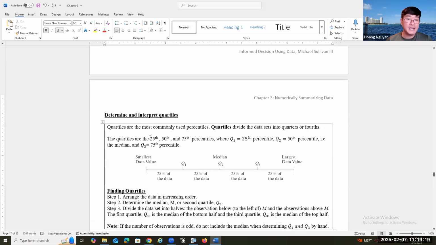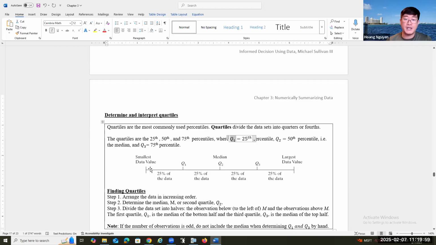So the quartiles are the 25th percentile, the 50th percentile, and the 75th percentile. That gives us the first quarter, the second quarter, the third quarter, and the fourth quarter. The first quartile is denoted Q1. The first quartile is the 25th percentile, and Q1 separates the bottom 25% and the top 75%.